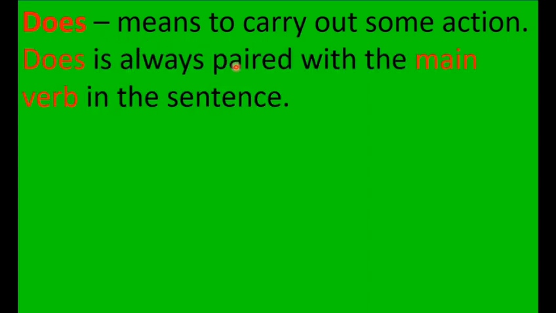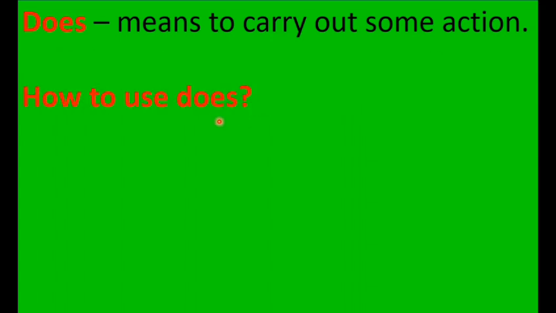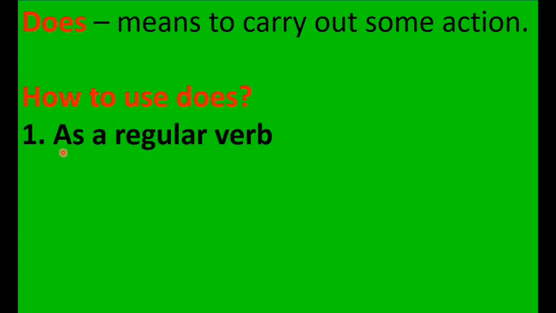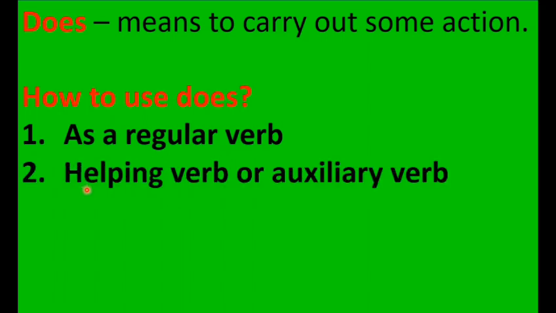Now, how about does? Does means to carry out some action. O, pareho lang meaning nila. But this one has different use. Okay, does is always paired with the main verb in the sentence. Now, how do we use does? First, it is used as a regular verb, just like do. And the other one is, it is also used as helping verb or auxiliary verb. Remember that helping verb is also called auxiliary verb. So these two are just the same.